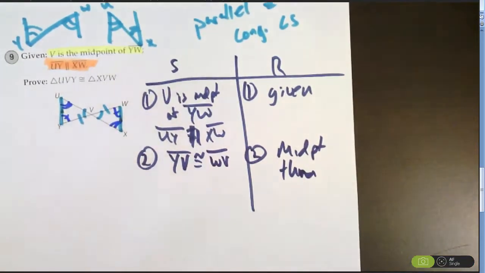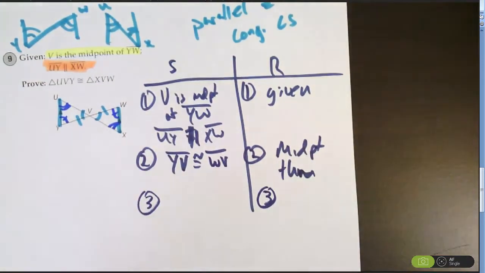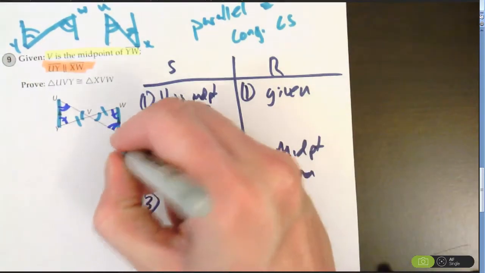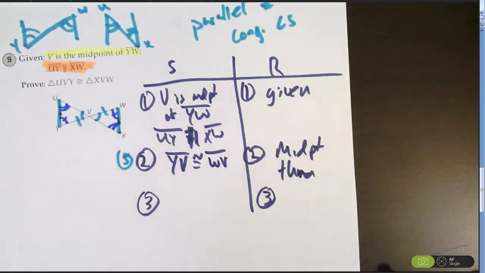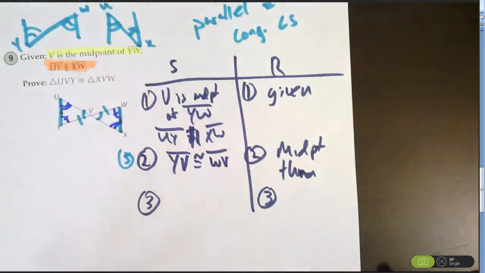Okay. Now, number 3. I've got a pair of sides in this problem. Now I need to bring up a pair of angles. That's my next step. Again, it's up to you as to which choice you're going to use. Let's just say, for the sake of argument, we're going to use the vertical angles for both proofs because we're going to look at both of these.